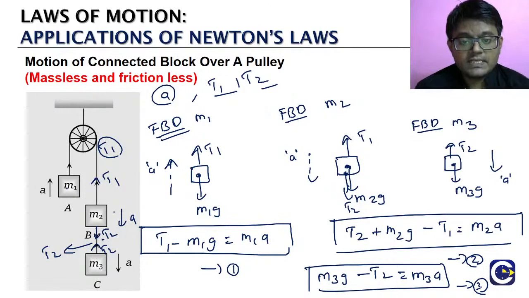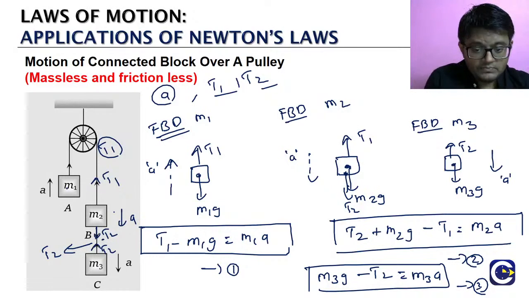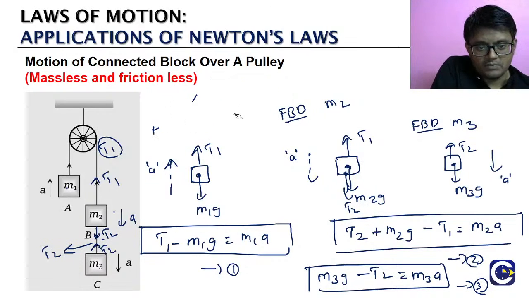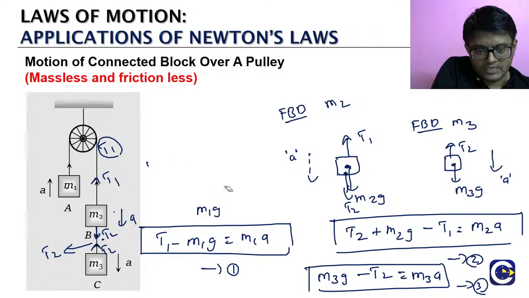So from the three equations we can find the value of a, and also T1 and T2. If you look at it, you will get an idea. What if we add these three equations? See what comes. So what do we get when we add equation 1 plus equation 2 plus equation 3?